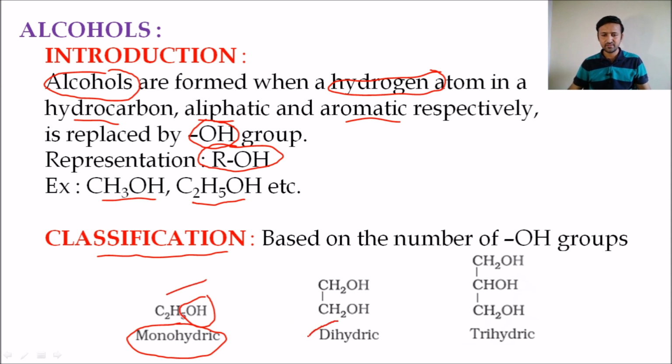Second one is a dihydric alcohol. Again, as the name suggests here, it contains two hydroxy groups present. It is said to be a dihydric alcohol. An example is ethylene glycol, CH2OH, CH2OH.